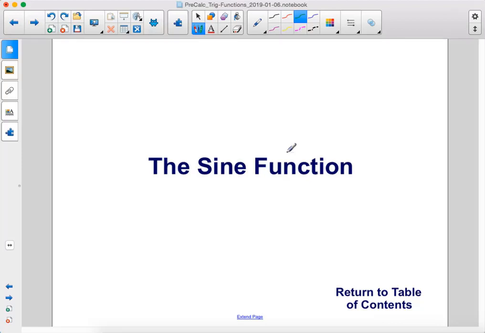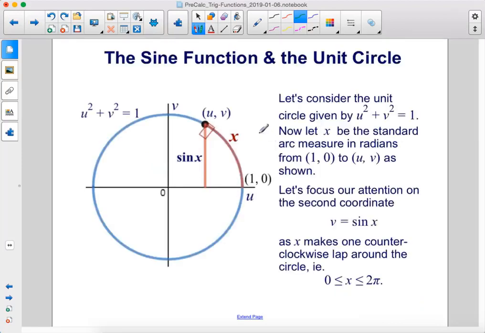The sine function. Let's consider the unit circle given by u squared plus v squared equals 1. Now let x be the standard arc measure in radians from (1, 0) to (u, v) as shown. Let's focus our attention on the second coordinate, v equals sine x, as x makes one counterclockwise lap around the circle, i.e. x is between 0 and 2 pi. So v equals sine x, this coordinate right there.